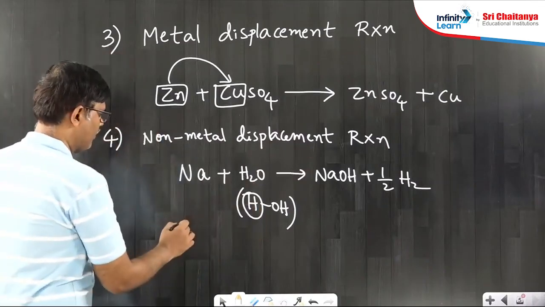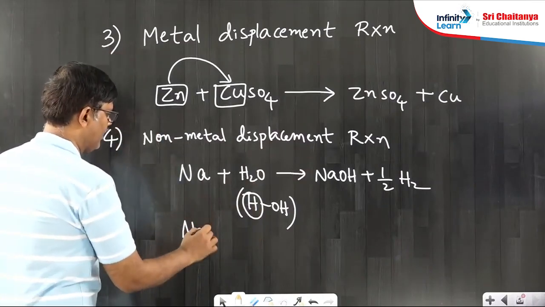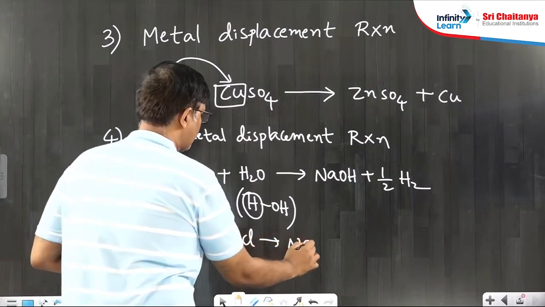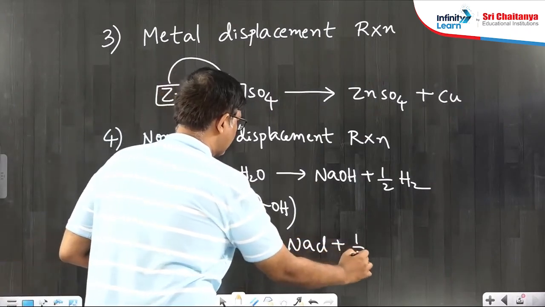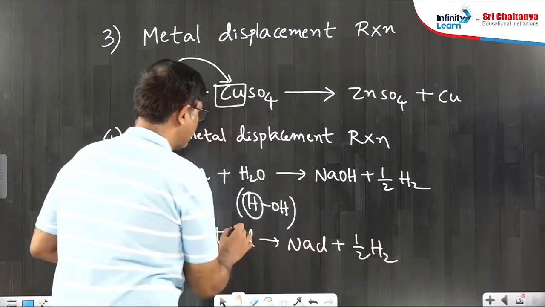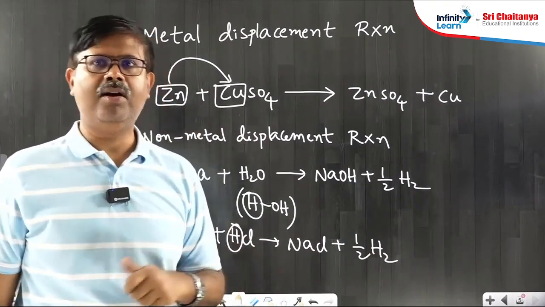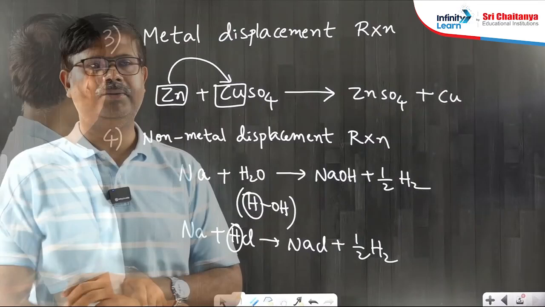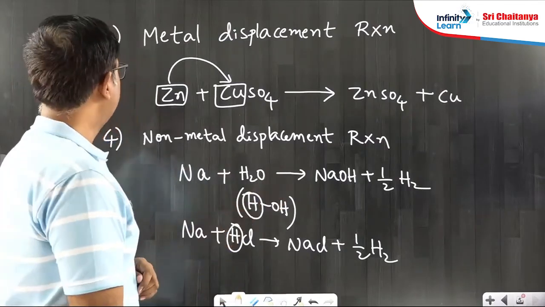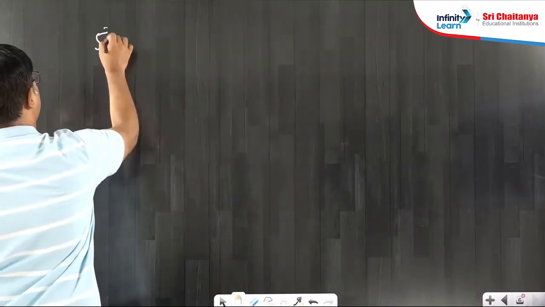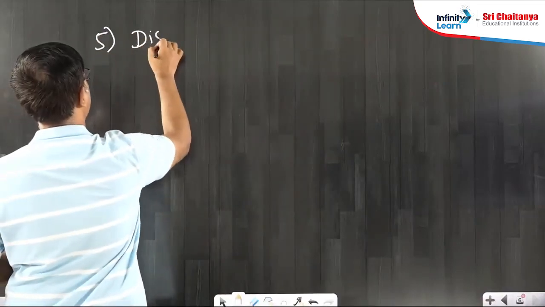And similarly, suppose you take Na plus HCl gives NaCl plus hydrogen. This is also, which is getting displaced? Non-metal. This is also a non-metal displacement reaction. I hope you are clear up to this. Next, fifth. This redox reaction is very important. Quite often you see this in exams.